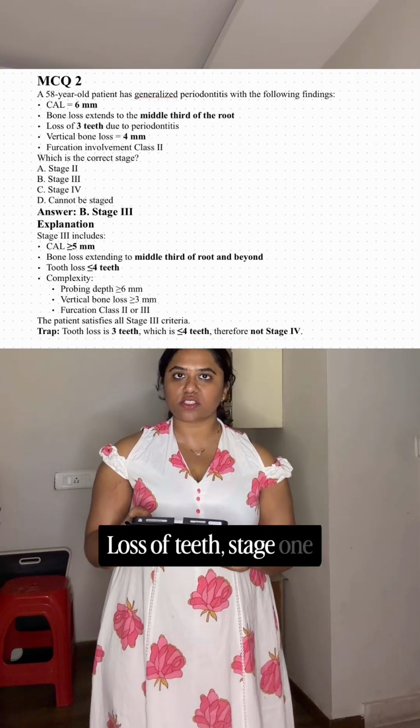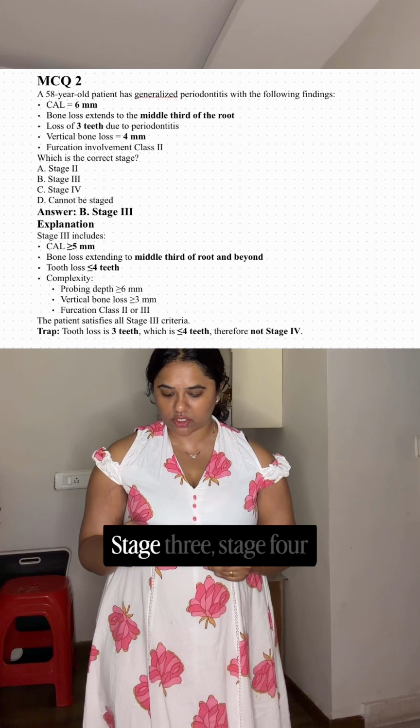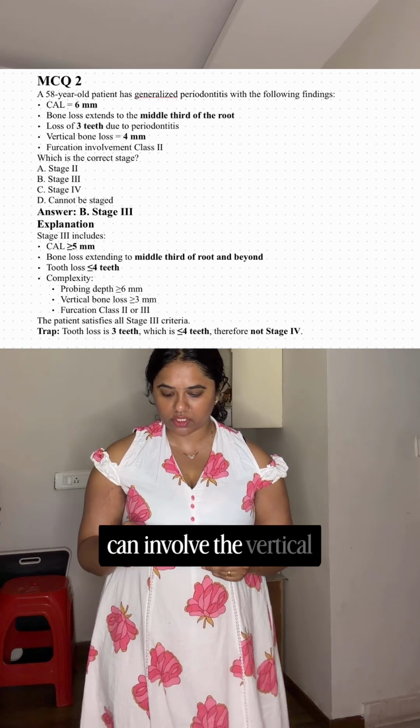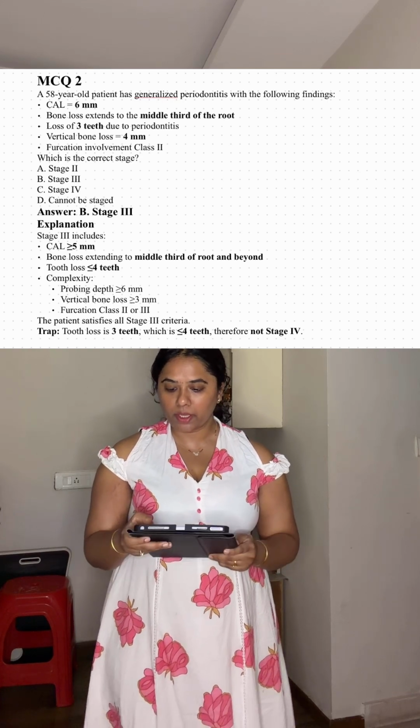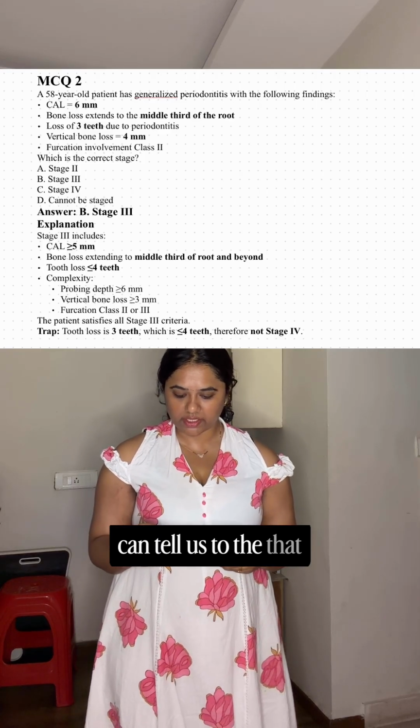Loss of teeth: stage 1 and stage 2, no loss of teeth. Here they have given loss of teeth. Stage 3 and stage 4 can also involve the vertical bone loss and the furcation involvement. But the CAL level is 6 mm, which tells us that it is stage 3.